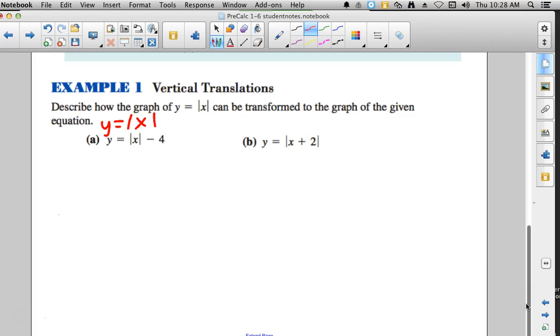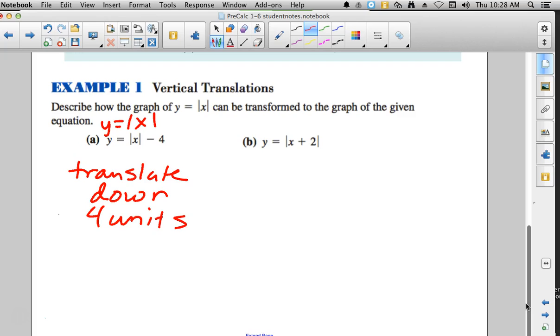And we look at that and say, hey, there's a -4 on the back. Question, is that -4 attached to the x? So that's not an h value. That's not a horizontal shift. This is saying down 4. So translate down 4 units.